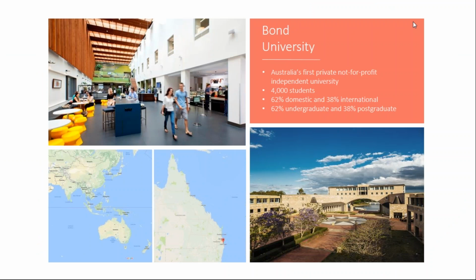So this slide was more for the benefit of our international counterparts at the Igloo conference, but if you're not aware, Bond University is located on the Gold Coast in Queensland. We're Australia's first private not-for-profit independent university, and we've had Primo and Alma since April 2015, and previous to that we had Summon and ALIF 13.